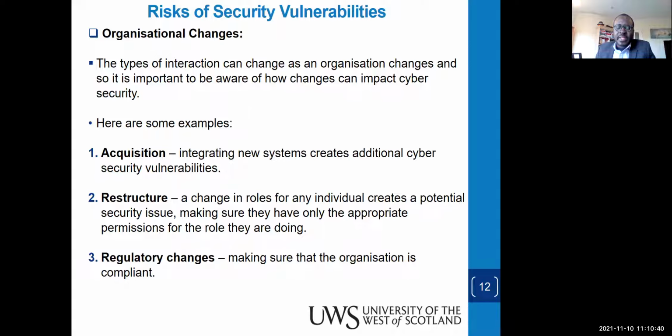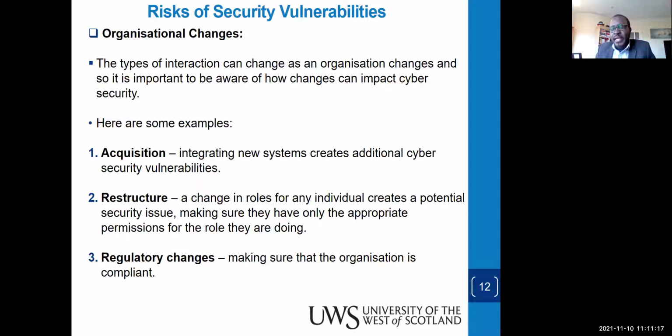Again, what about restructuring? A change in roles for individuals will also create potential security issues. Moving from treasury to head of finance, if we are not able to close that loop quickly and we leave it hanging, there could be a chance for someone to work in between. So make sure that appropriate permissions are held. If I'm moving from treasury to finance, whoever takes over the treasury should have gone through all the necessary sanctions or approvals before the person takes over. So, appropriate permissions. Then there could also be regulatory changes.